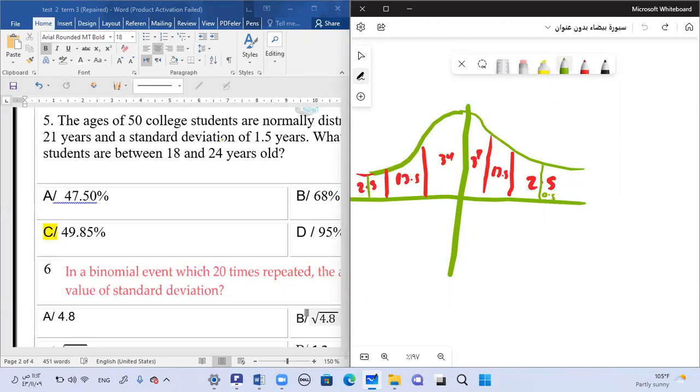The normal distribution, how many, girls? The mean of the normal distribution is what? 21. If it changes by 1.5, then 21 plus 1.5?